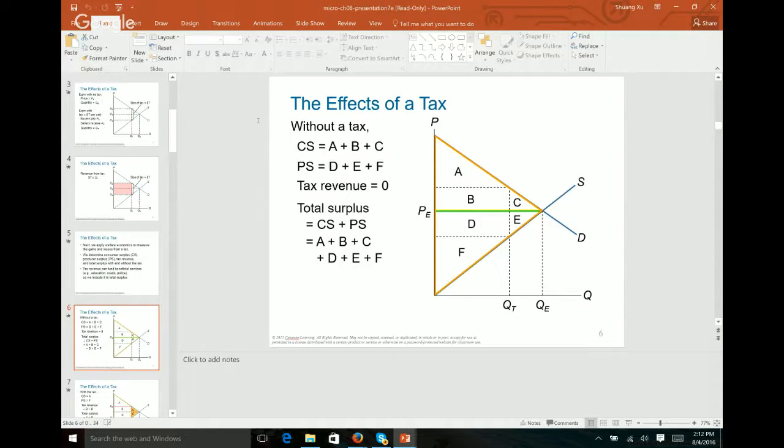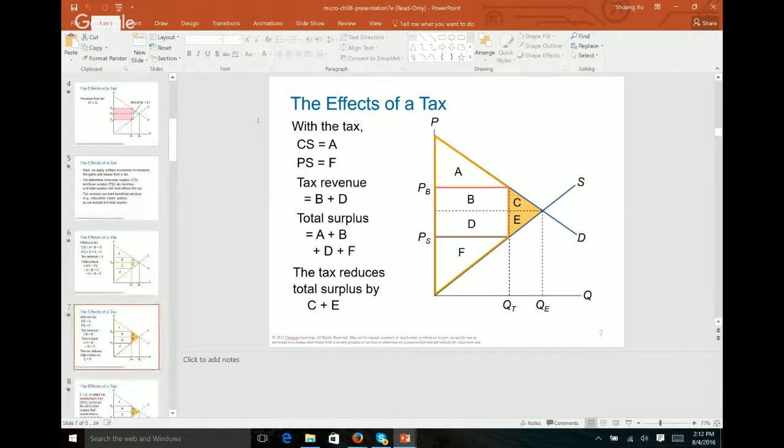Okay. Now, once you impose a tax, let's see what happens. So with a tax, your buyer price goes to PB. So your new consumer surplus will be above the buyer price, below the demand curve. So only area A is your consumer surplus now. So consumers, when they're paying a higher price from P to PB, are losing areas B and C. So with the tax, consumers are worse off.